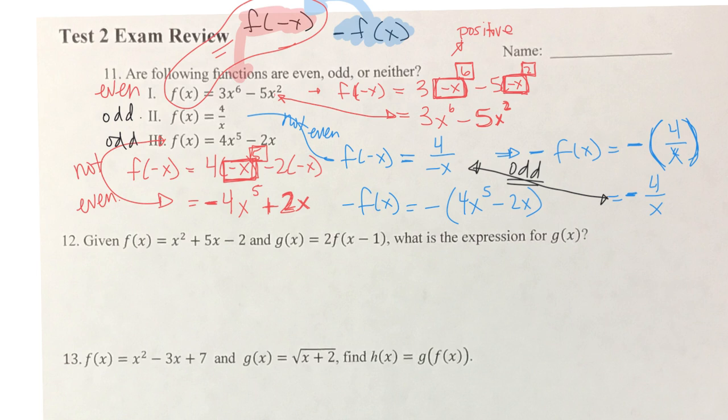Here we have an expression for f, right, this equation. And I'm told that there's some g that's 2 times f of x minus 1. Okay, so this is just some algebraic substitution. First, we want to replace x with x minus 1. So everywhere we see an x, you put an x minus 1 instead.